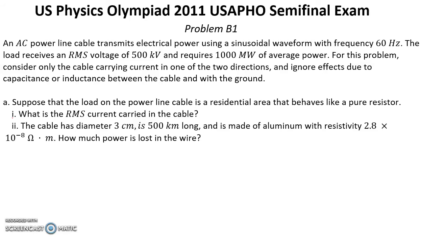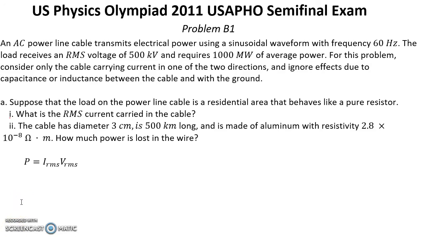Solution. Because the load is resistive, we have power equal to I RMS multiplied by V RMS. And from here we can find what is current RMS. That will be 2000 ampere. So that's the answer for the first question.